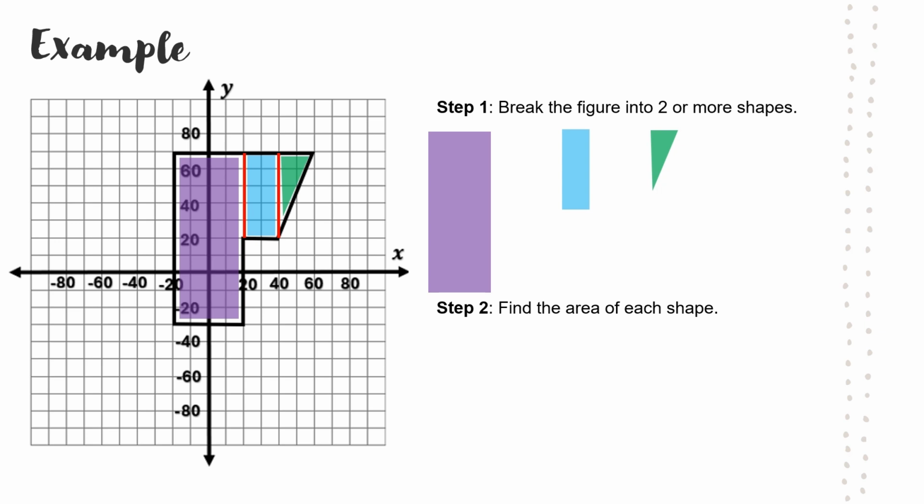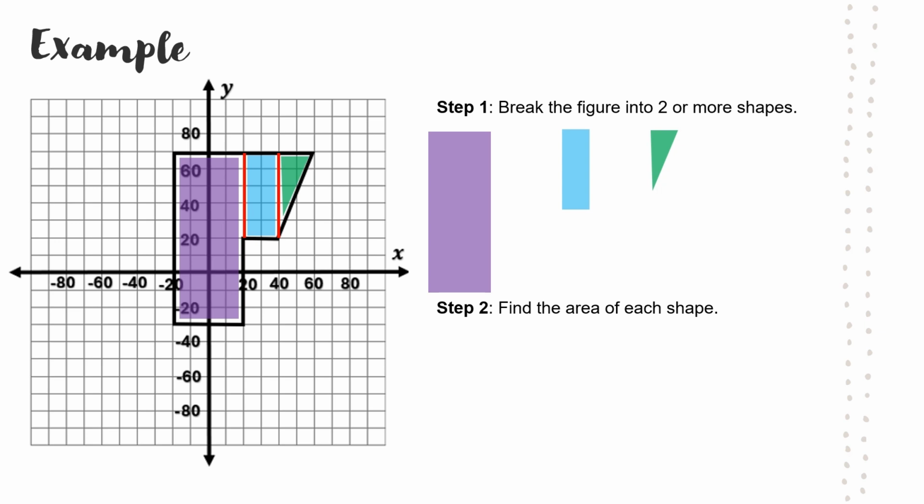Next we must find the area of each shape. Something to consider is the scale of the coordinate plane itself. In this case, the scale is going by tens. When finding the area we must know the dimensions of the base and heights of each shape.